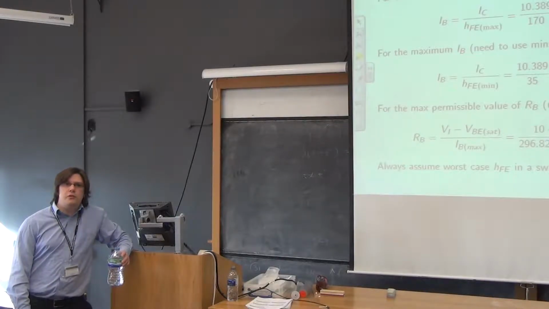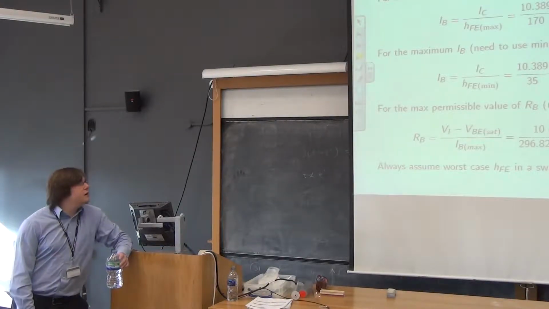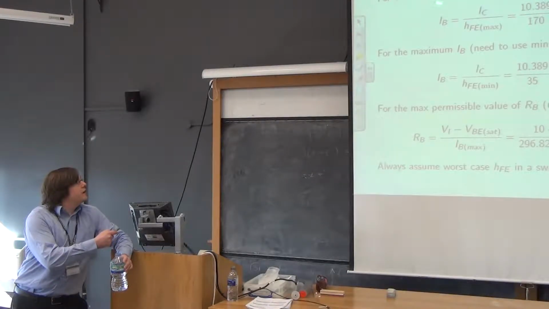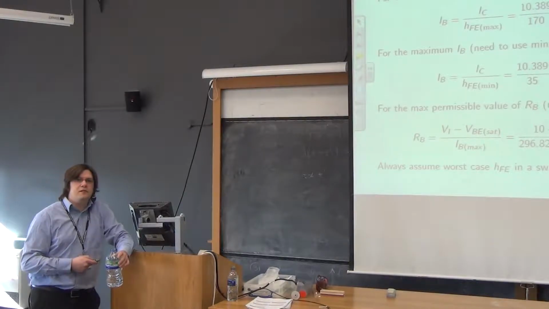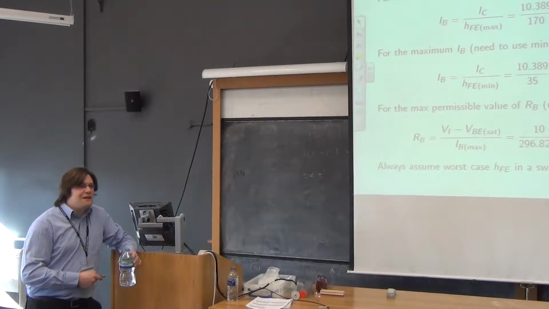Collector current's fixed, we already worked it out. So if we want the smallest possible base current, we need the biggest ratio of IC to IB, so the biggest HFE. If you want minimum IB, it's got to be maximum HFE. It trips a lot of people out, especially under pressure. They make some bad decision, even if you know what's right.